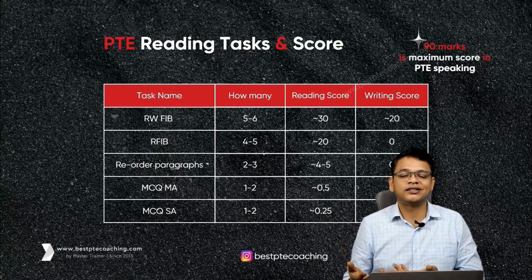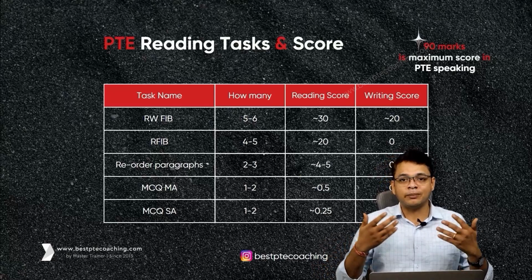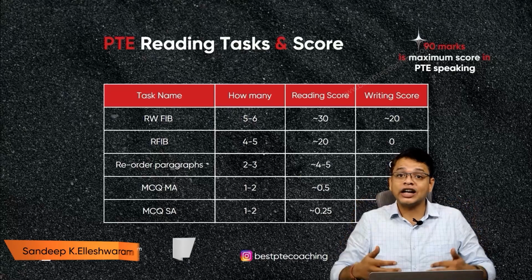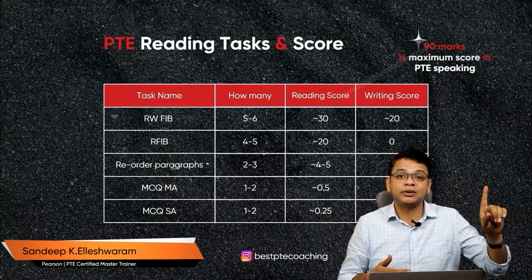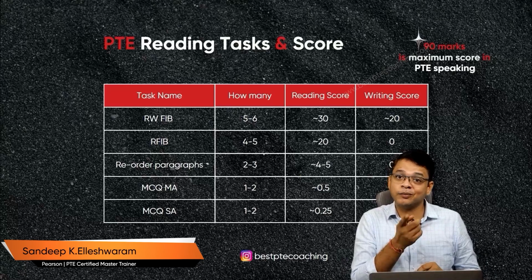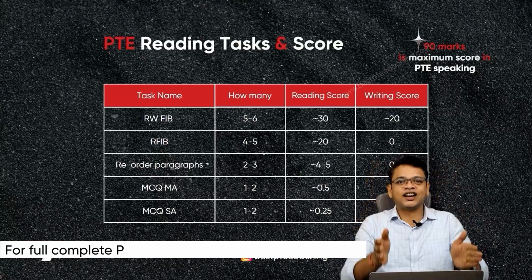The first important task is reading and writing fill in the blanks. Second important task is reading fill in the blanks. Third important is reorder paragraphs. Therefore, you do not unnecessarily spend time on multiple choice, single answer, multiple choice, multiple answer when they appear in the test before these tasks. I'm sure you understood. Now let's look at the calculation of the entire score.